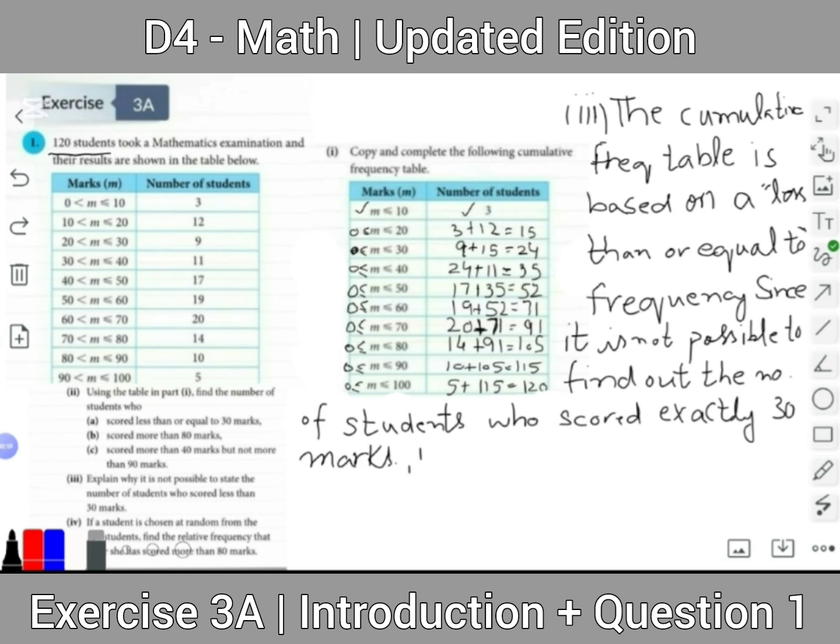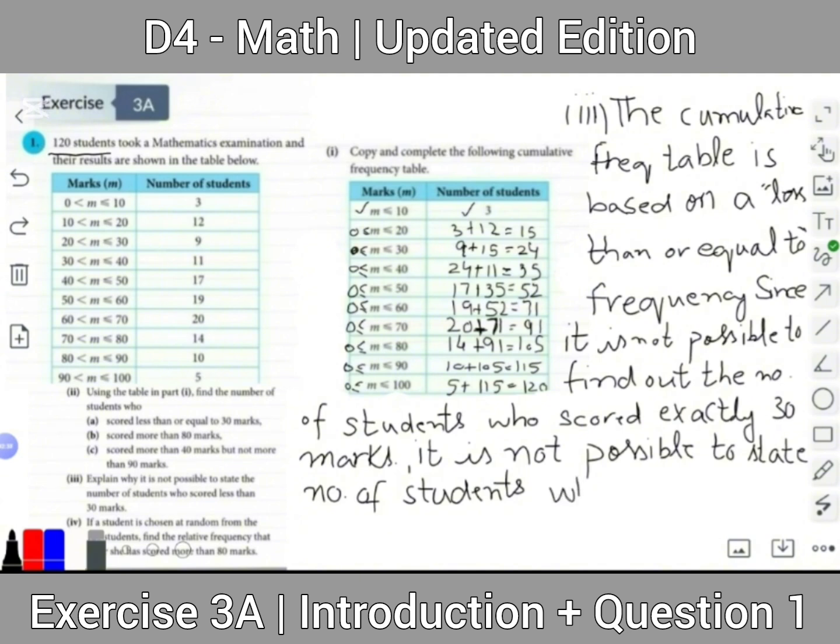It is not possible to state the number of students who scored less than 30 marks.